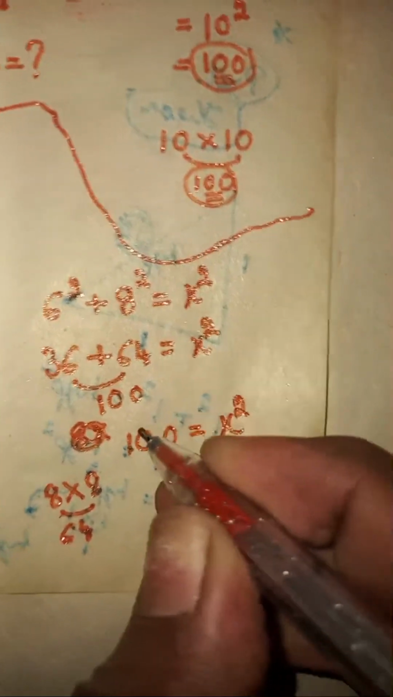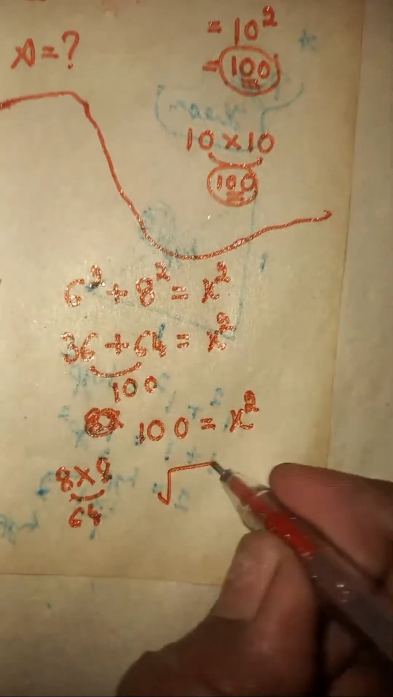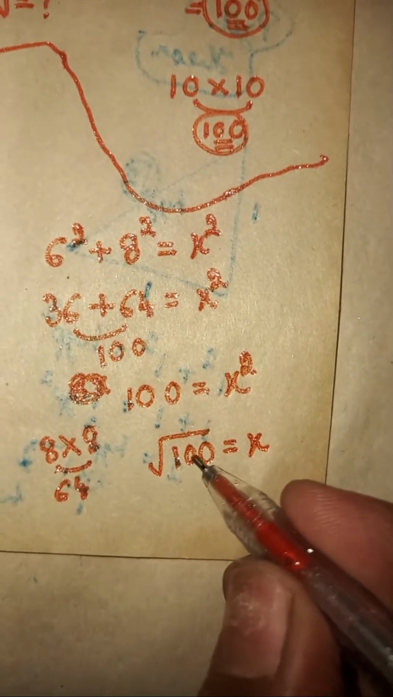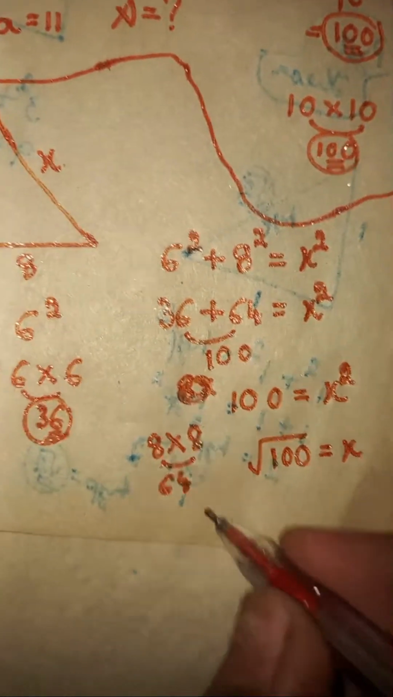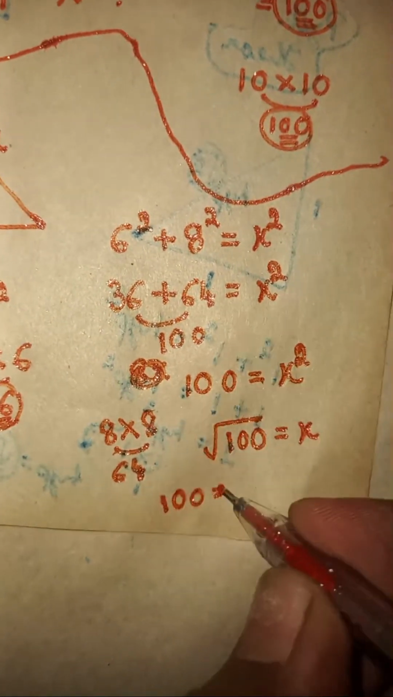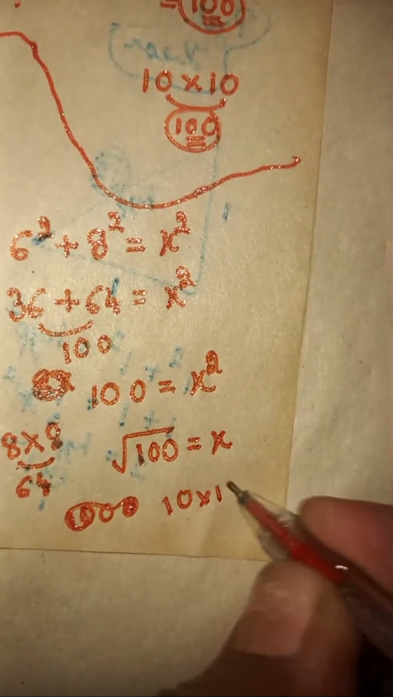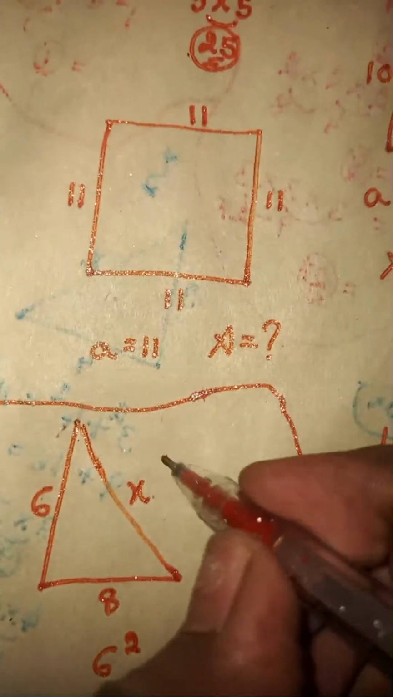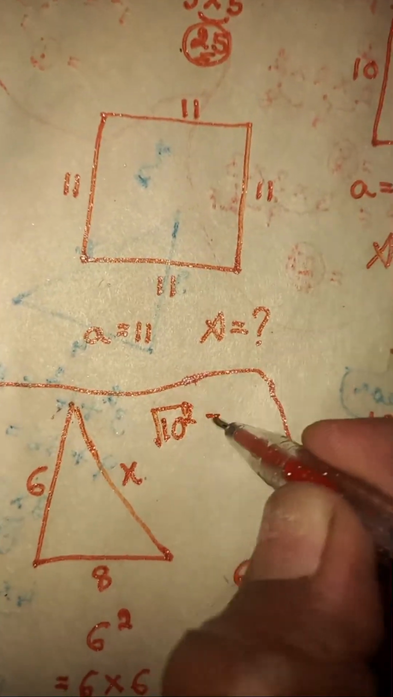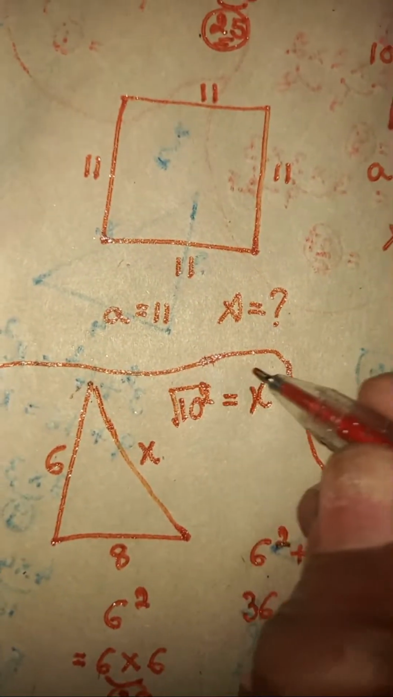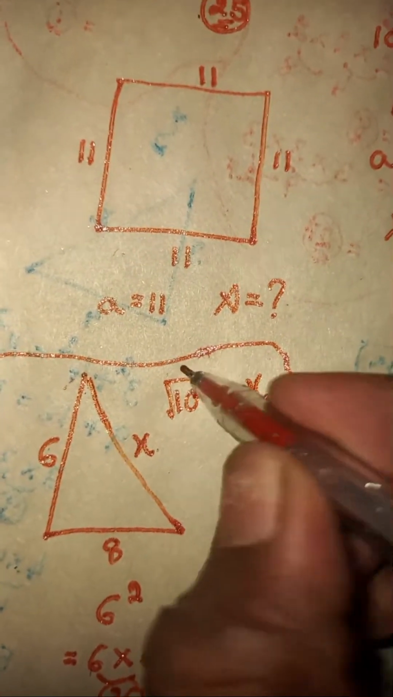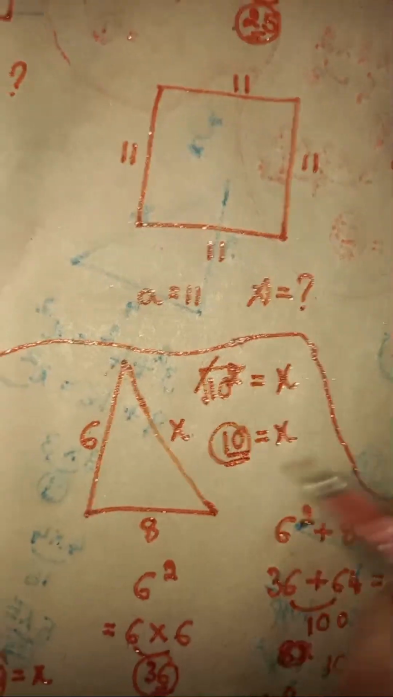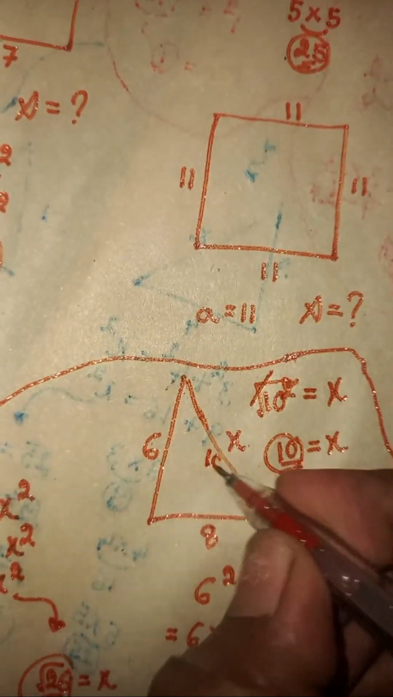When this square comes to this side, it becomes root. So root of 100 equals x. Now you're going to get root of 100. 100 can be written as 10 times 10. 10 times 10 becomes 100. So this 100 can be written as 10 square. Root of 10 square equals x. Here square and root can be cancelled. So 10 equals x. So this hypotenuse value equals 10.